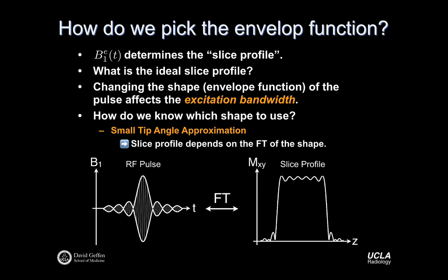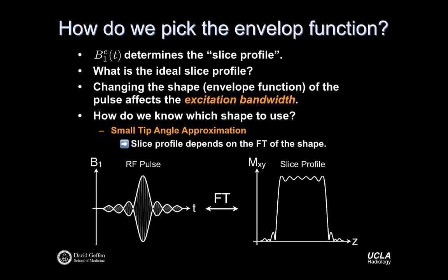So you can ask yourself the question, what's the ideal slice profile? Well, the ideal slice profile would be a rect function. You would have uniform excitation through that slice and absolutely no excitation below the slice or above the slice. Like I said, that's very challenging and basically not possible. Changing the shape of that envelope function affects what we call the excitation bandwidth. We'll talk in several ways about how to design this B1 envelope function. And the question is, how do we know which shape to use? How would you even begin to say, oh, I should use a sinc-like function or maybe some other function? The way we get at that is through what's called the small tip angle approximation.